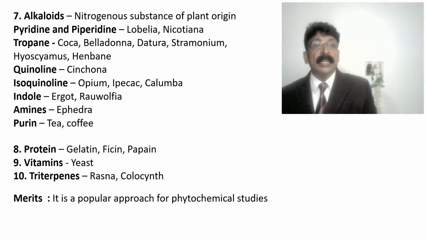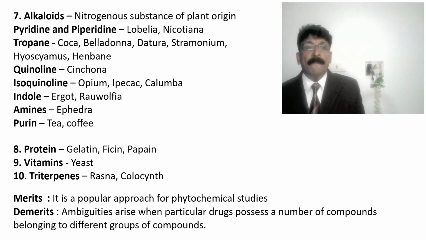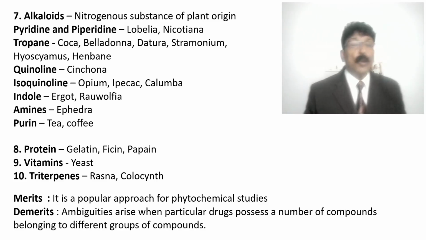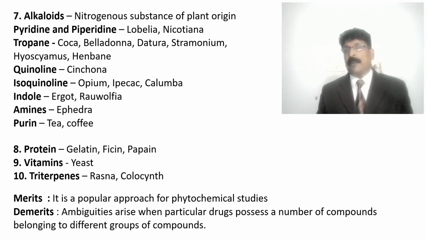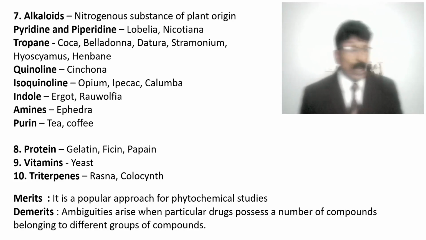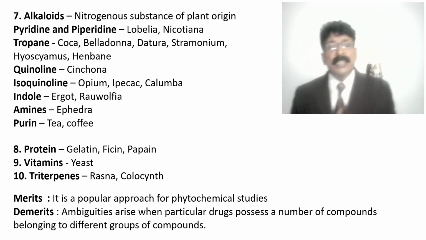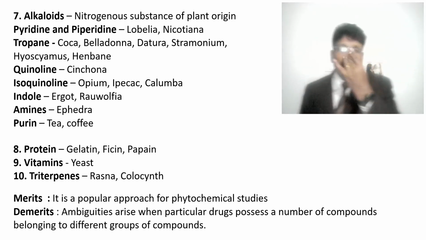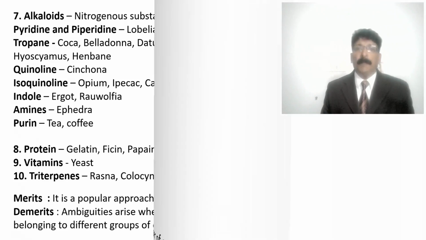And you can see the merits of this classification. It is a popular approach for phytochemical studies. Demerits: ambiguity arises when a particular drug possesses a number of compounds belonging to different groups. Certain plants may have alkaloids, glycosides, and even carbohydrates. If they have many different chemical constituents, then the particular plant may come under many divisions, and some ambiguities may happen.